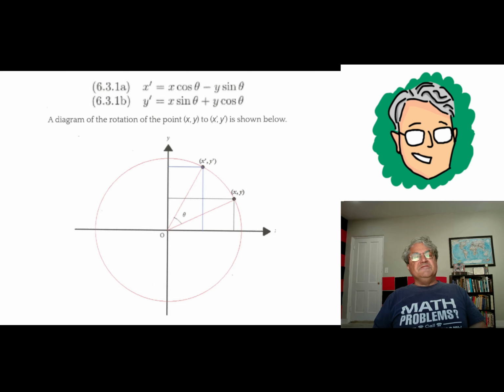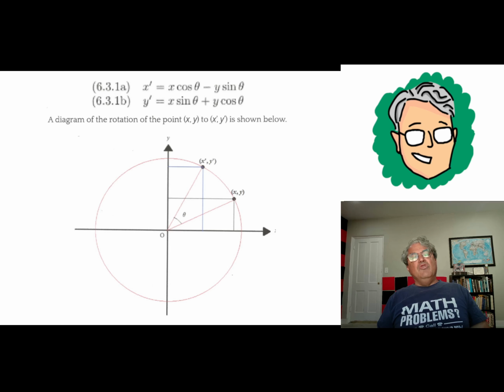x prime is x cosine theta minus y sine theta, and y prime is x sine theta plus y cosine theta. And I even show a derivation of these formulas in this picture. You can do it geometrically. It's a little bit complicated. I don't know if I want to go through all the steps here. Well, I might as well since I started talking about it.